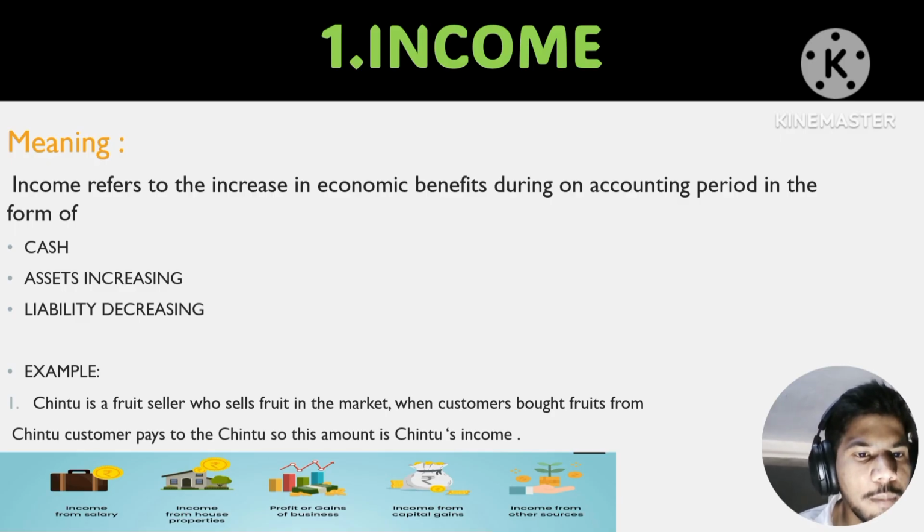Meaning of income. Income refers to the increases in economic benefits during an accounting period in the form of cash, asset increasing, liability decreasing. We have an example about income. Chintu is a fruit seller who sells fruits in the market. When a customer buys fruits from Chintu, the customer pays Chintu. So the amount received by Chintu is called Chintu's income.